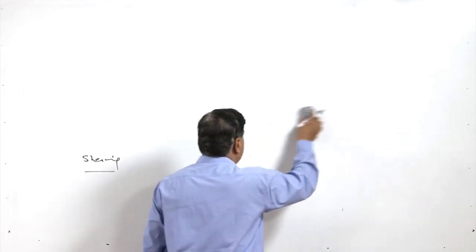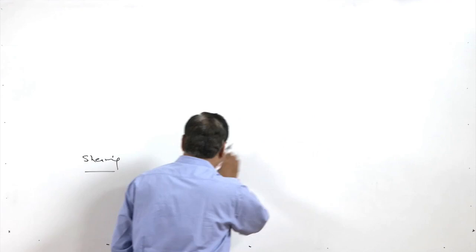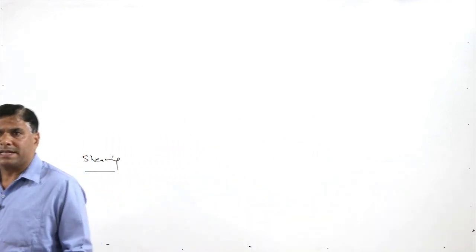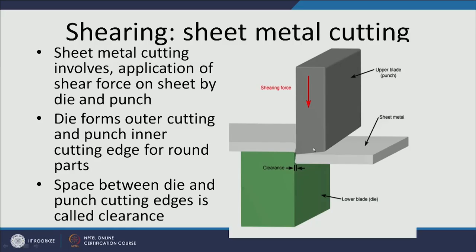To see this more clearly, if we look at this diagram, there is one upper blade and there is a lower blade, and this is the strip which has been cut by the shearing. If we see the upper and lower blades, there is some gap, and that gap is termed the clearance. It is required that there is an optimum clearance for having a clean cut.